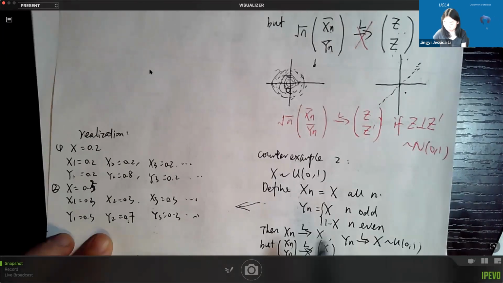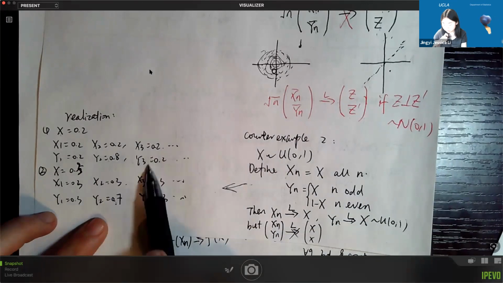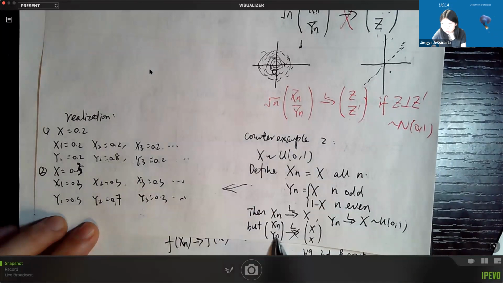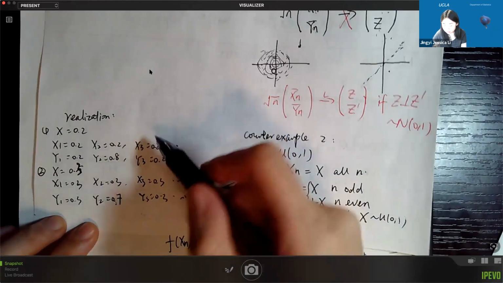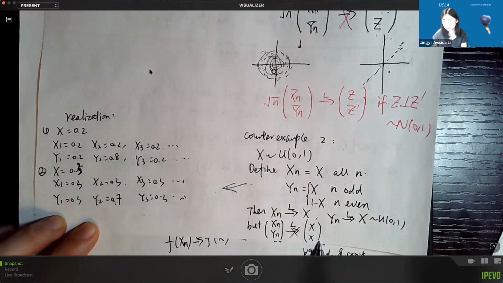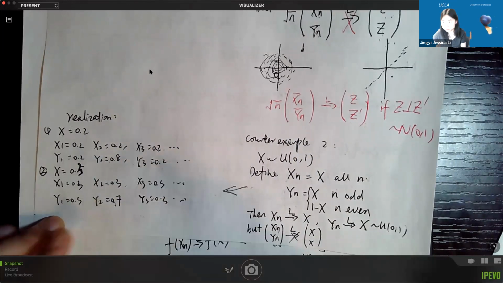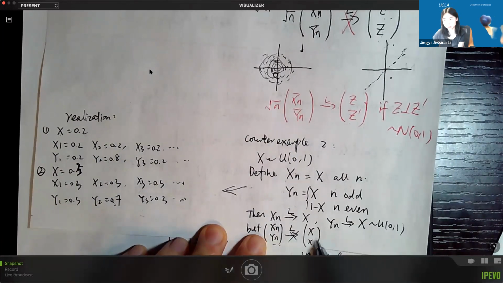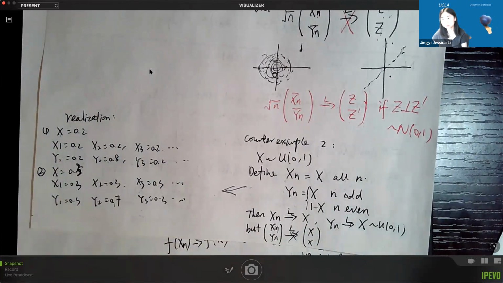But if I look at the joint, the joint would have a problem. If I pick n to be odd, then yes, X and Yn follow the same joint distribution as (X, X). But if I pick n to be even, then X and Yn will follow the distribution of (X, 1 minus X). So it will not converge. That's the problem. I hope this is a better counterexample to help you realize why we have an issue if the two limits are both random variables.